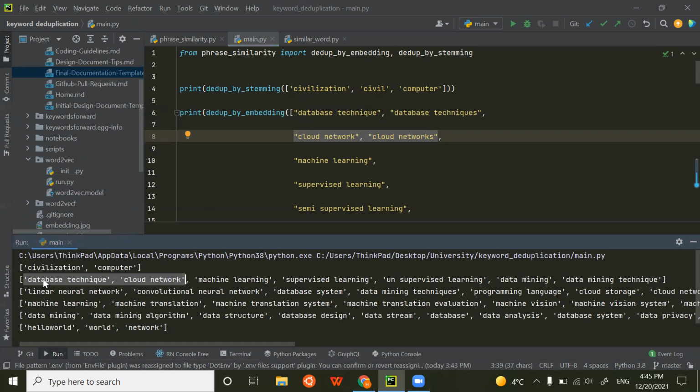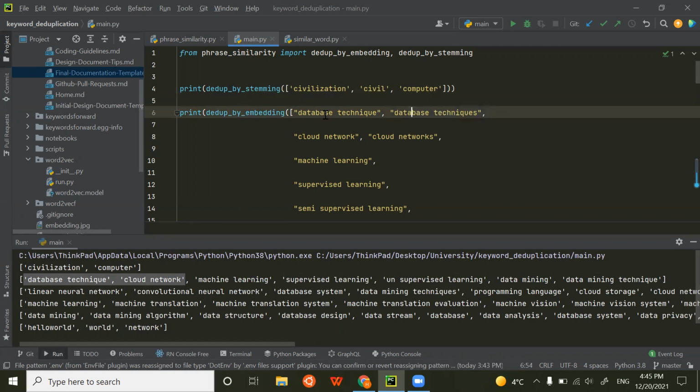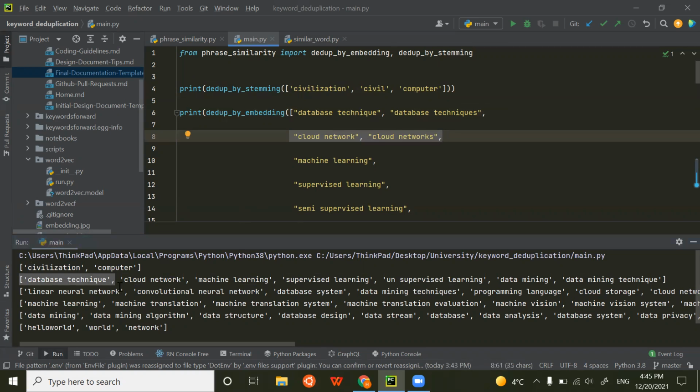Because database technique is actually the same as database techniques, these two will be regarded as similar, so it only outputs one of them. And the same works for these two, and it only outputs one of them.